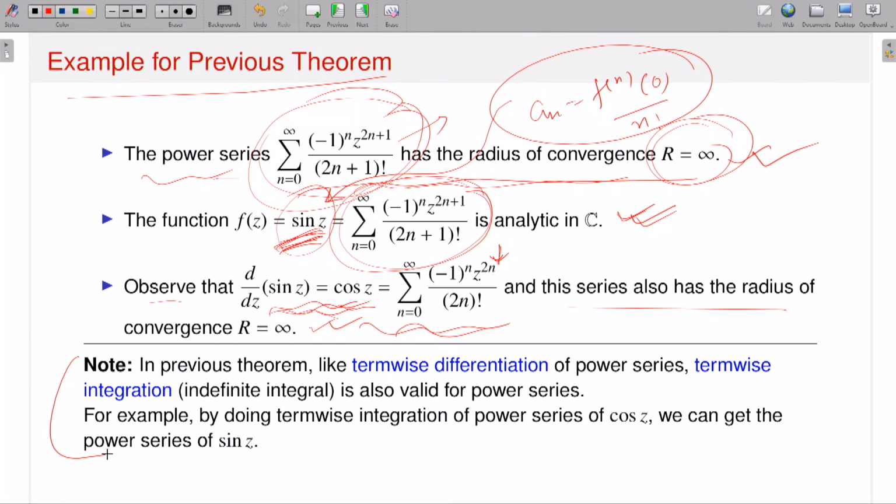Now there is a note I have written. In the previous theorem we had term-wise differentiation of a power series, and also term-wise integration. If you can recall from real analysis, when you talked about convergence of a series of functions under uniform convergence, term by term differentiation is possible. Now whether term by term integration is possible or not: if you recall the concept of uniform convergence for series of functions, then term by term integration is also possible.